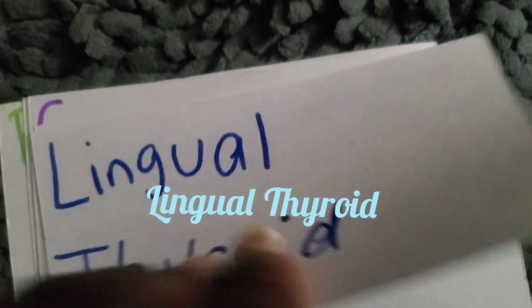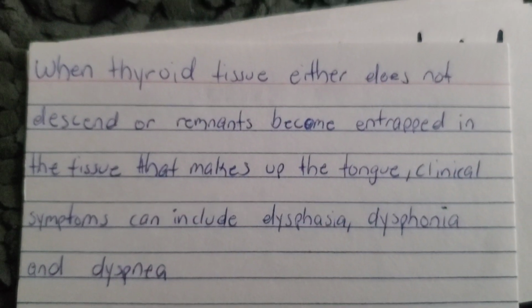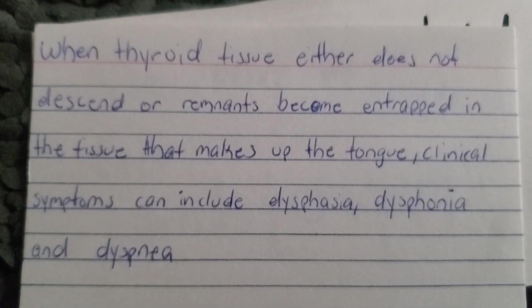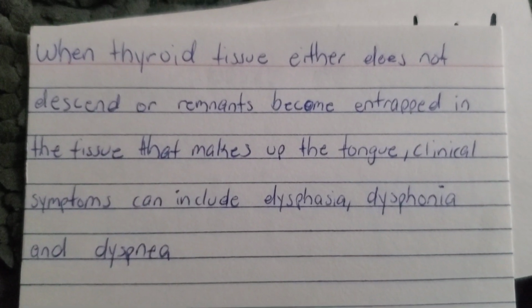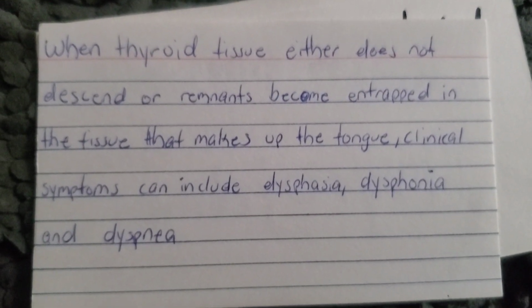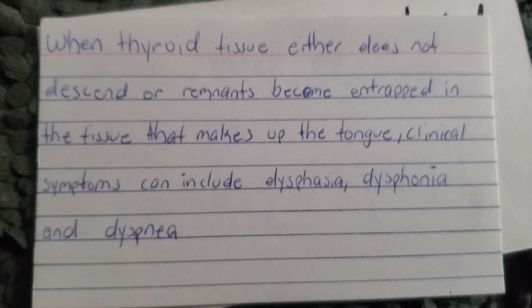Lingual thyroid, when thyroid tissue either does not descend or remnants become entrapped in the tissue that makes up the tongue. Clinical symptoms can include dysphagia, dysphonia, and dyspnea.